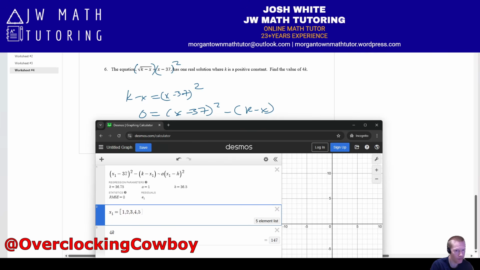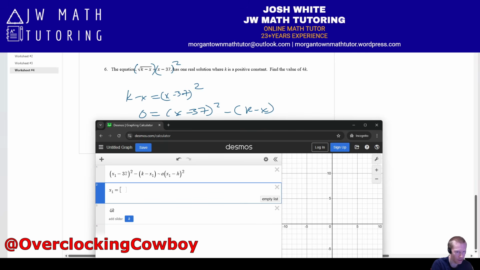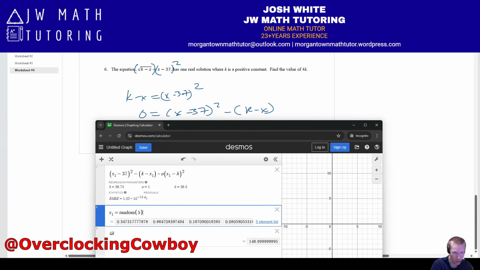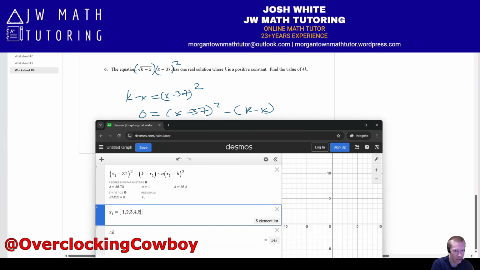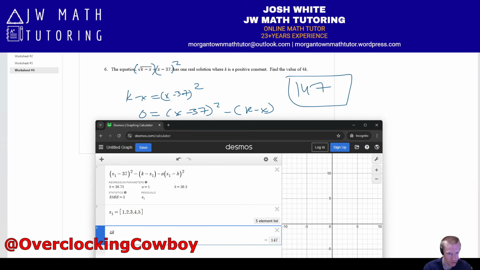Yeah, I don't know why. For some reason when I chose random, notice the RMSE, the root mean squared error, is not 0, which means there's some decimal value. So for this one instead, if I use just 1, 2, 3, 4, 5, now the 4k value is exactly 147. That's the answer we're expecting. That's the correct answer to this problem, based on k being 36.75.